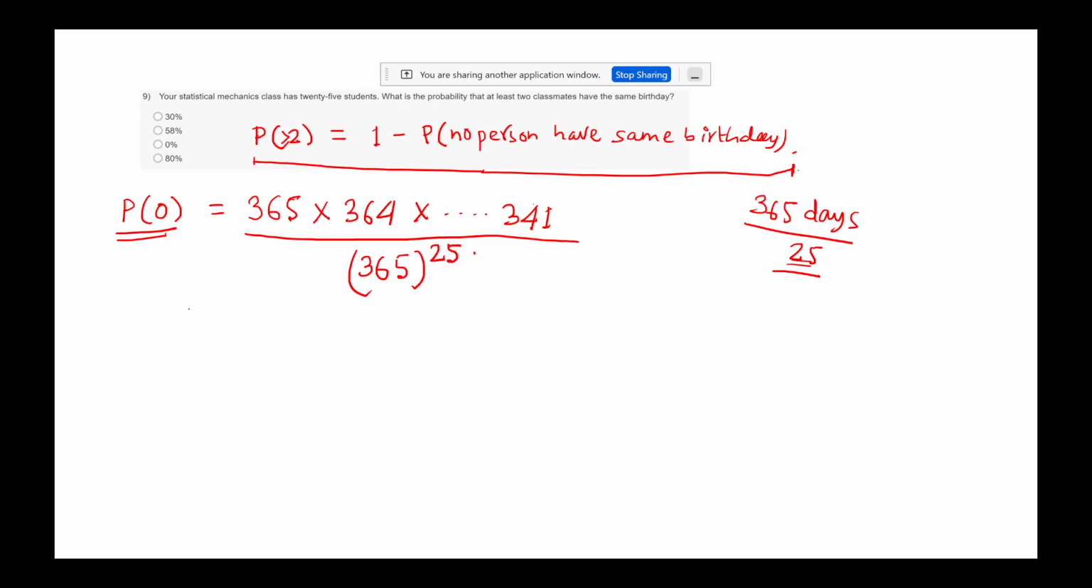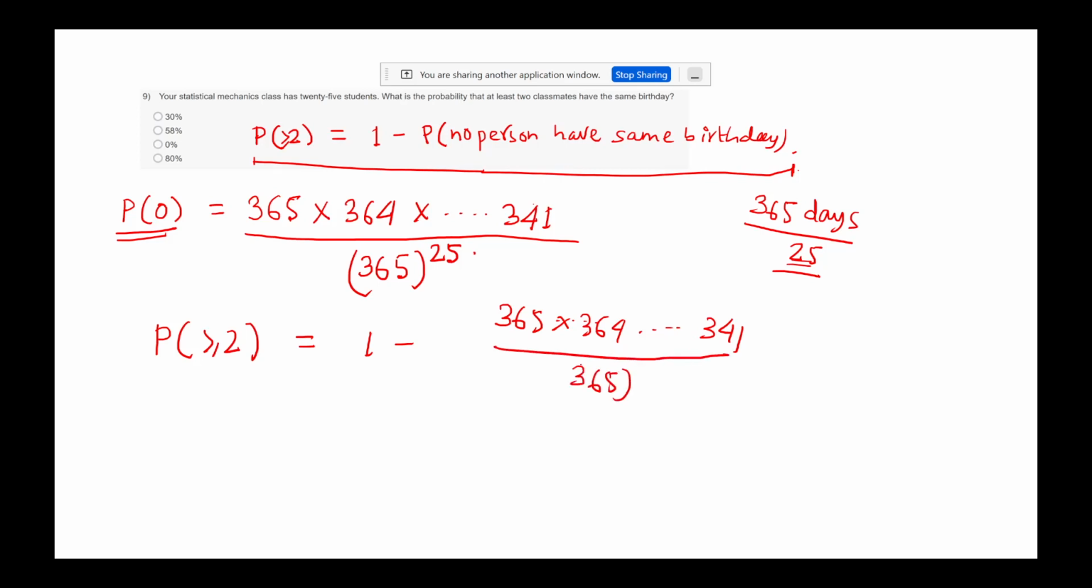So the probability of getting 2 or more shared birthdays is 1 minus 365 times 364 and so on down to 341, divided by 365 to the power 25. Okay, so please calculate it for me.